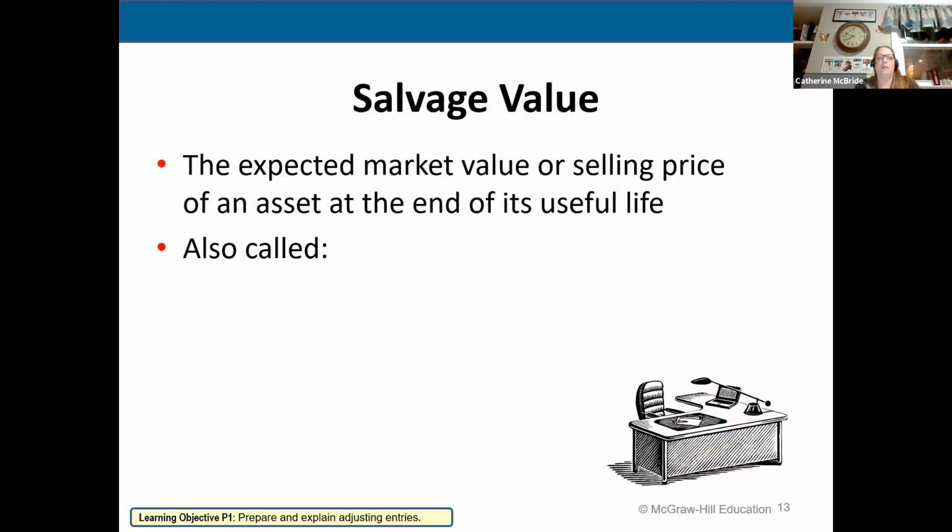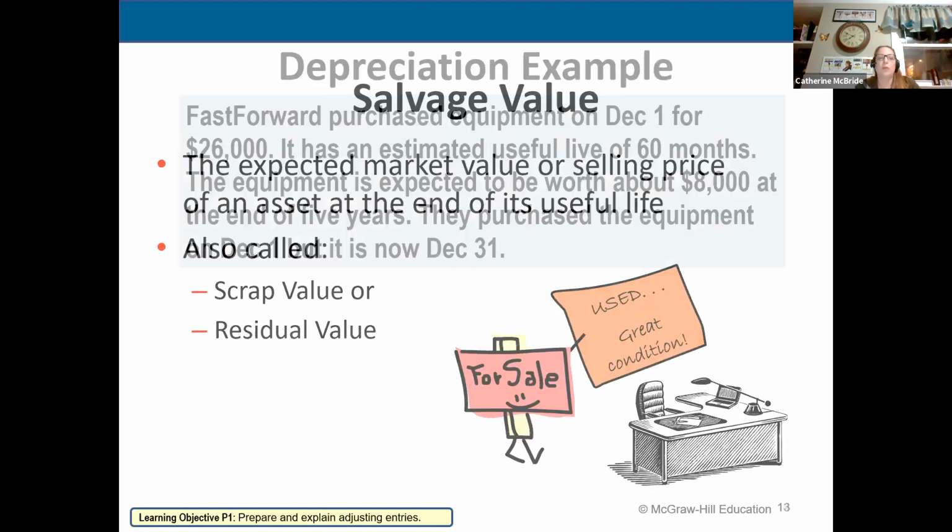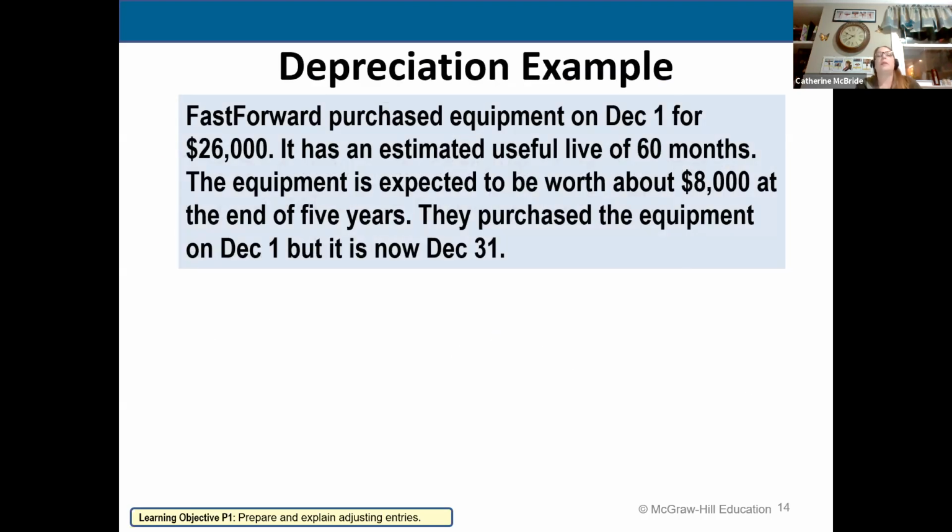And I told you what the salvage value is too. It's also called scrap value or residual value sometimes. All right. Here's an example, and you're going to learn two new account names.